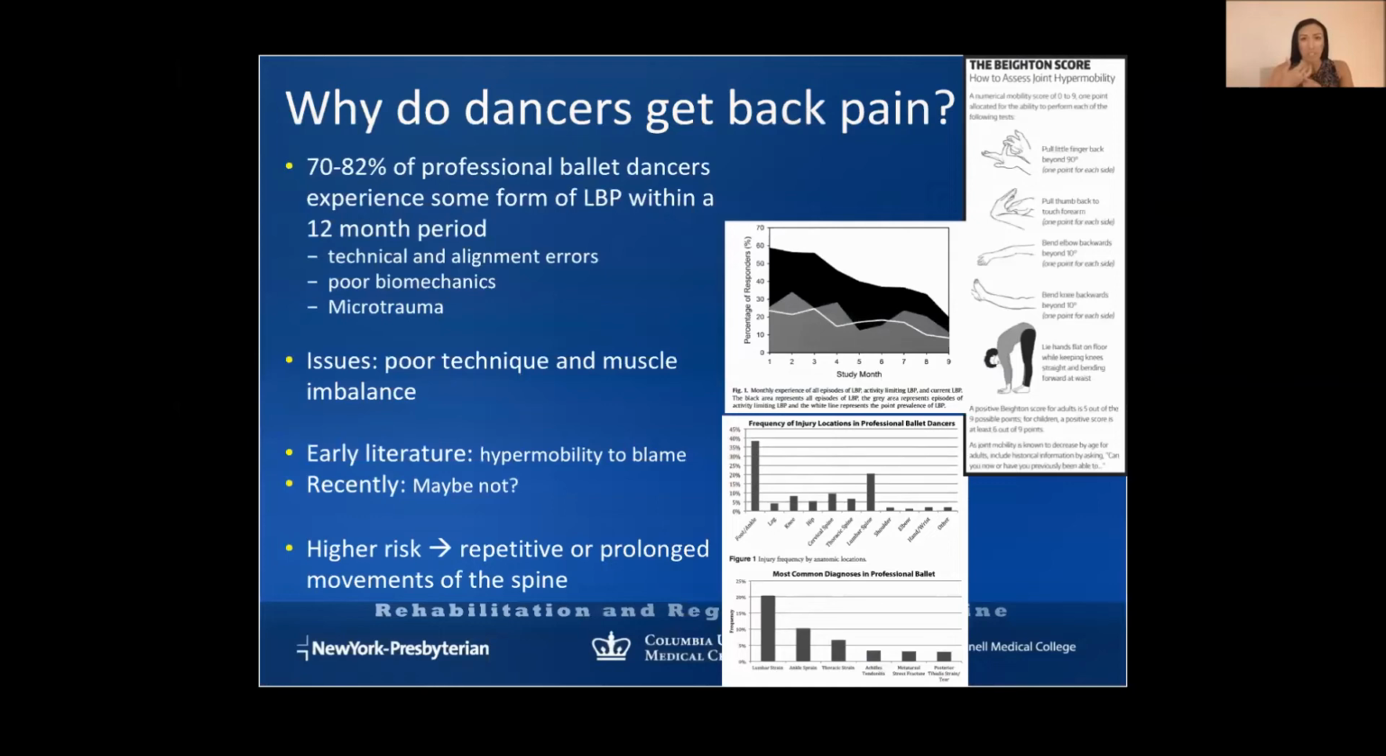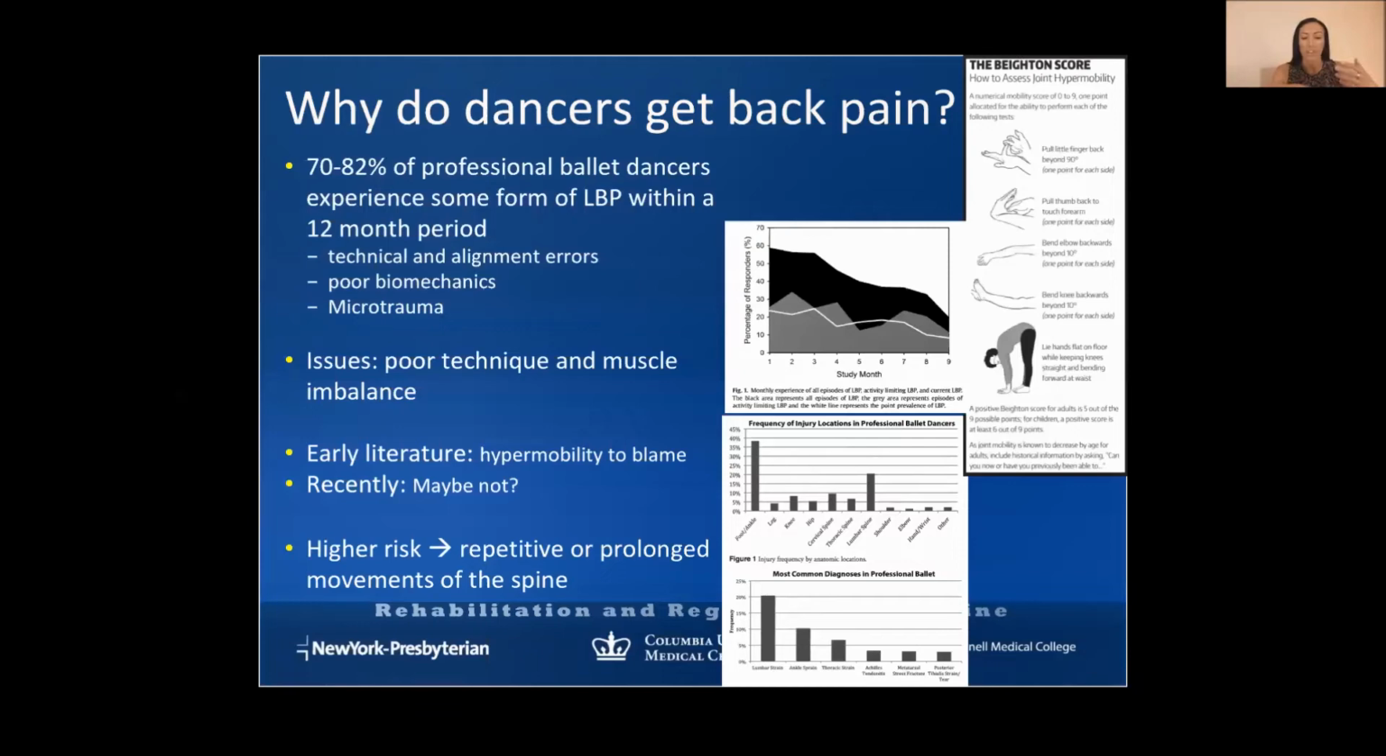So dancing is obviously physically demanding. It has a lot of complex spine movements that are performed with high repetition and varying velocities with really intense training programs. Early literature believed that dancers' hypermobility was to blame, but a couple of studies have shown that if you took away the Beighton scale item of putting the hands flat on the floor, then dancers were no more likely to be hypermobile than the average person. This reinforces the idea that a higher risk exists in populations that are required to perform these repetitive and prolonged movements of the spine.